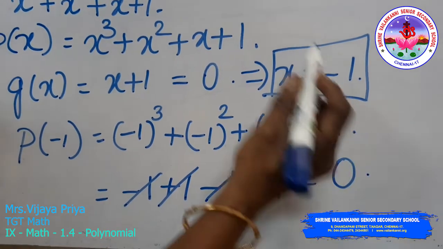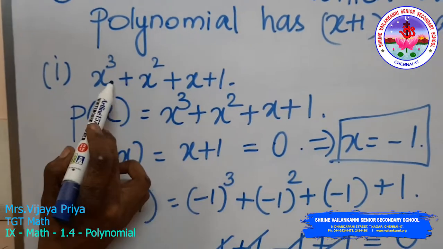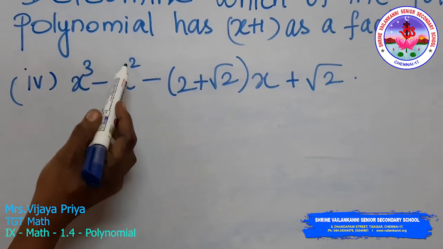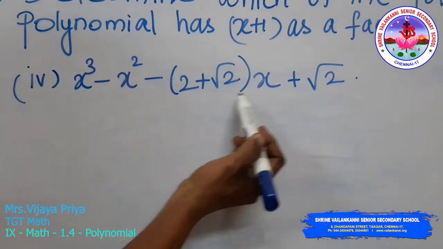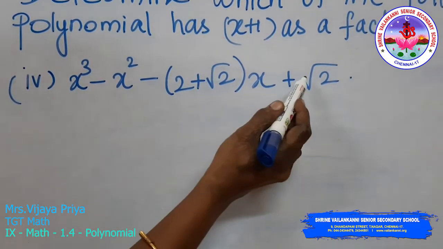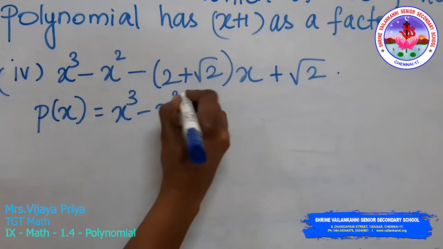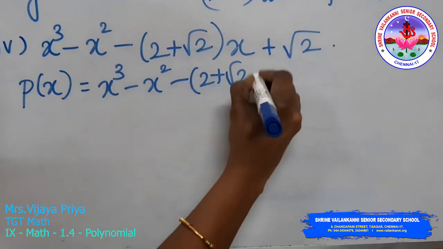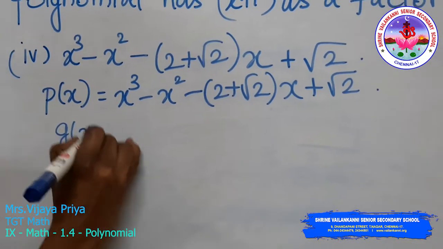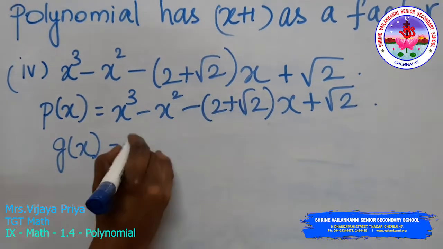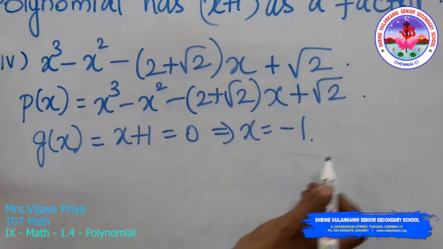So x plus 1 is a factor of this polynomial. Now the next polynomial is x cube minus x squared minus of 2 plus root 2 into x plus root 2. We want to show that x plus 1 is a factor of this polynomial. Taking p of x equal to x cube minus x squared minus of 2 plus root 2 x plus root 2, now g of x, as usual, we will take x plus 1 equal to 0, which implies x is equal to minus 1.